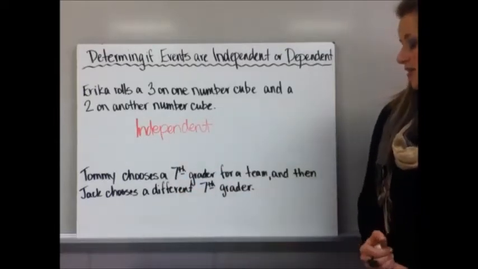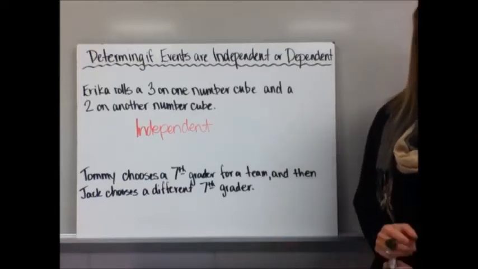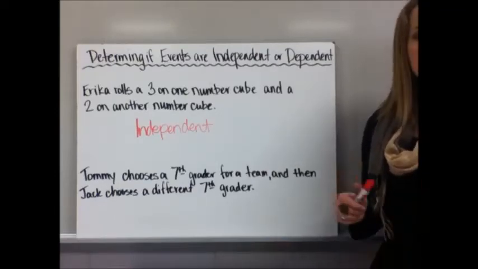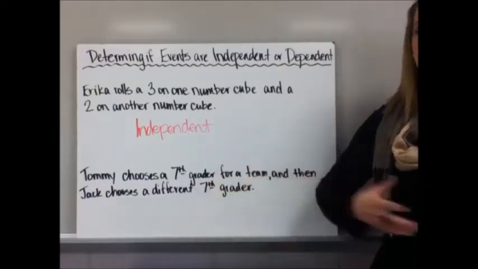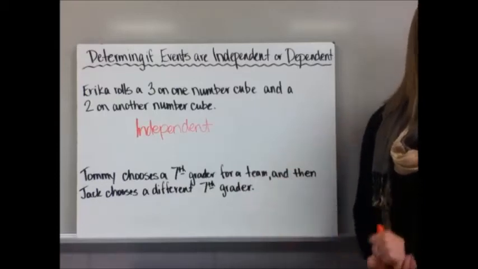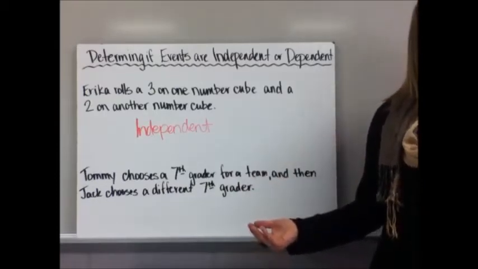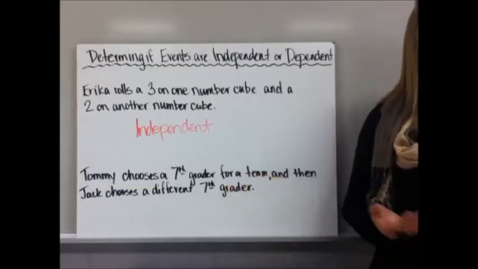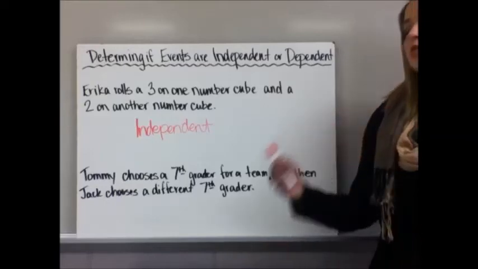Tommy chooses a 7th grader for a team, and then Jack chooses a different 7th grader. So think about when you're in PE and you're selecting teams. When that first team captain selects, he has, let's say, 24 students to choose from. But when the second team captain goes to pick a person for his team, he has 23 to choose from, and then it goes back and there's 22 to choose from, and then 21.